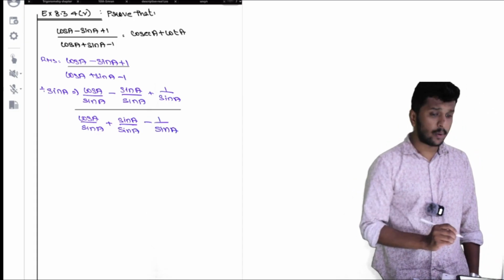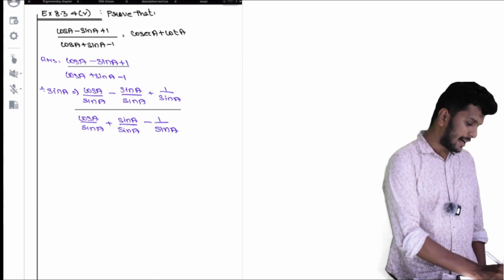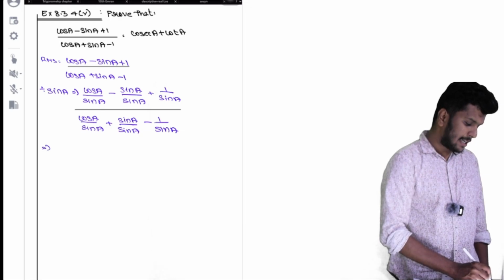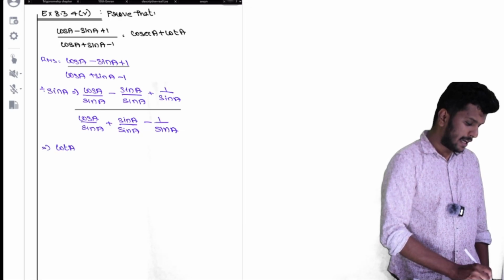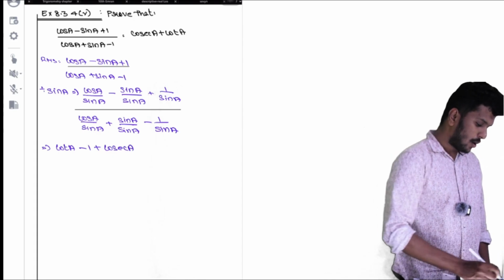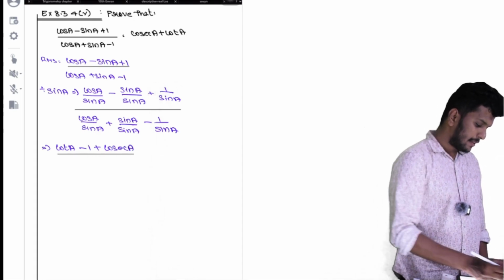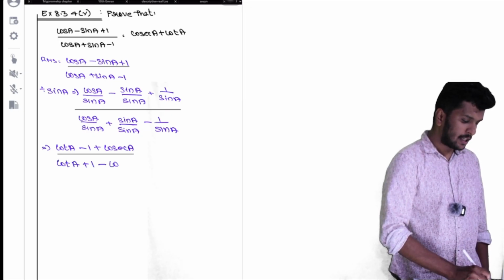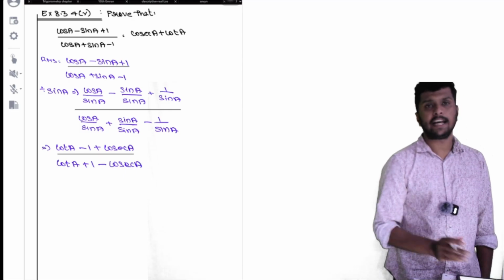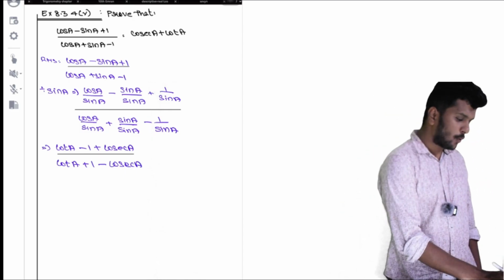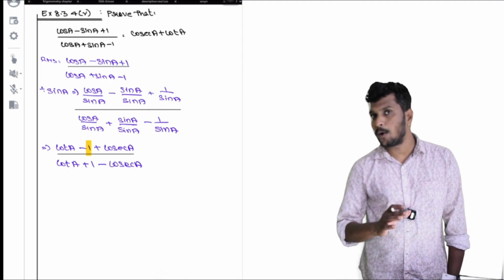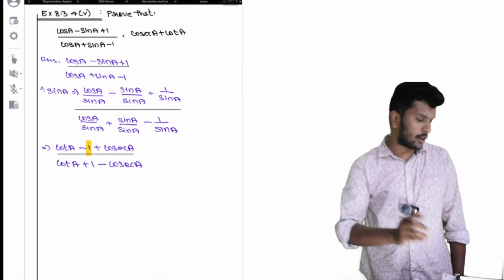Now if you look over here, you can easily understand what is cos by sin. It is cot A. So that implies (cot A minus 1 plus cosec A) whole divided by (cot A plus 1 minus cosec A). Now like we did in the previous question, here what I'm going to do is, this 1 I can express as cosec square A minus cot square A.